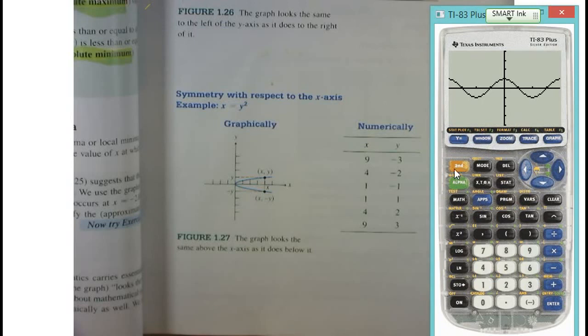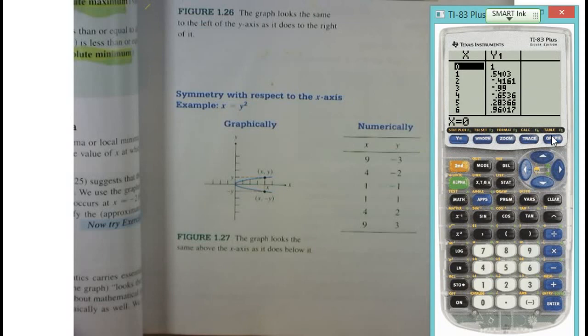Okay? Now if I look at the table of values, we'll get different values, but you'll still see the pattern. So I'm going to scroll up a little bit. See how we have over here? Negative 0.99, negative 0.416, 0.5403, then we have 1, and then the pattern repeats itself in the other direction. 0.5403, negative 0.4161, negative 0.99. That's how you see the symmetry.